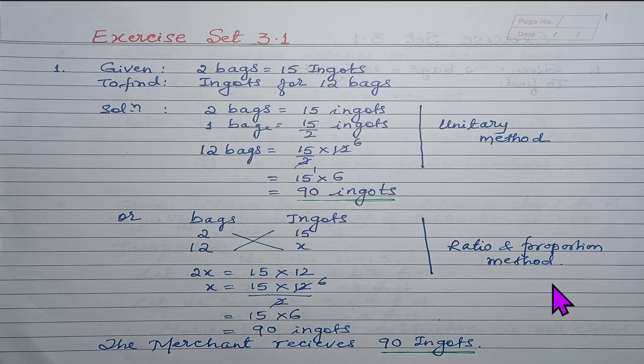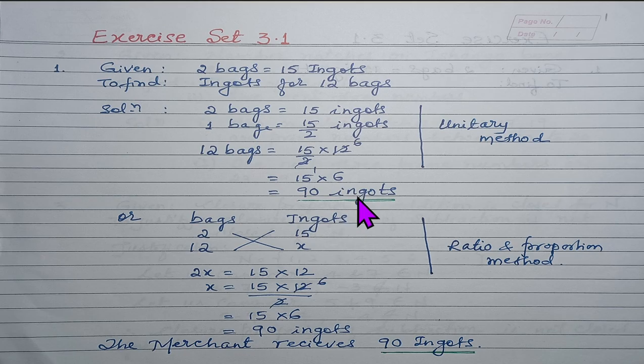Now in the first example, if you read the statement, there are 2 bags and the person gets 15 ingots for 2 bags. Now we have to find how many ingots he gets for 12 bags. For 2 bags we have got 15 ingots. For 1 bag it will be 15 by 2 ingots, because for 2 bags it is 15, therefore for 1 bag it will be 15 by 2 ingots. For 12 bags it will be 15 by 2 into 12, that is 15 into 6, that is 90 ingots.